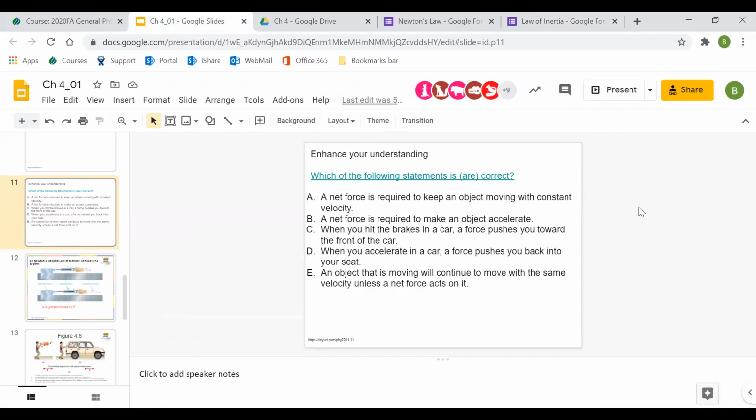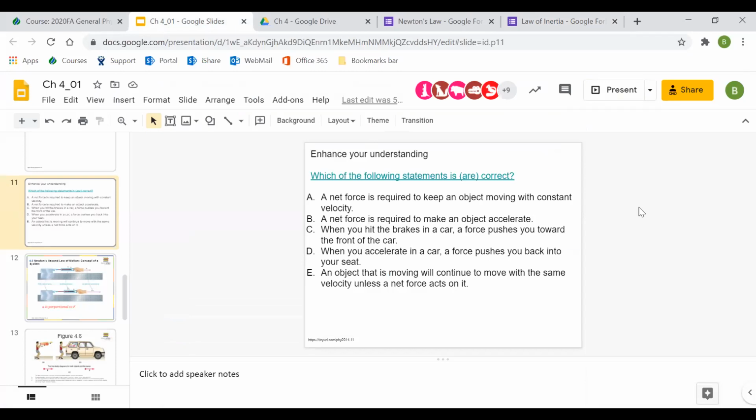Okay, I see your responses there. So let's take a look at these statements one by one here. The first one says a net force is required to keep an object moving with constant velocity.